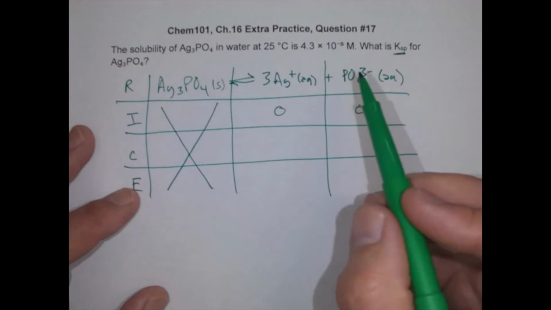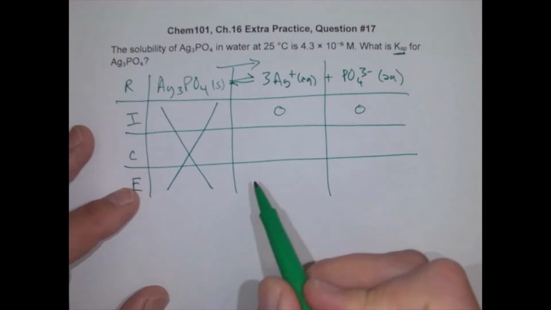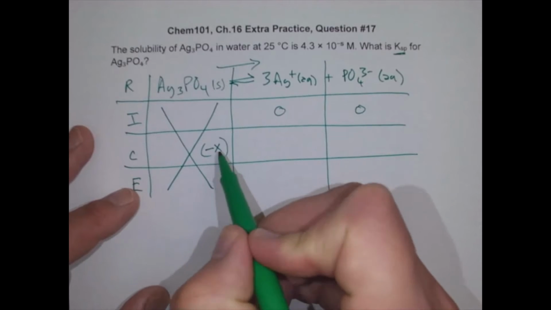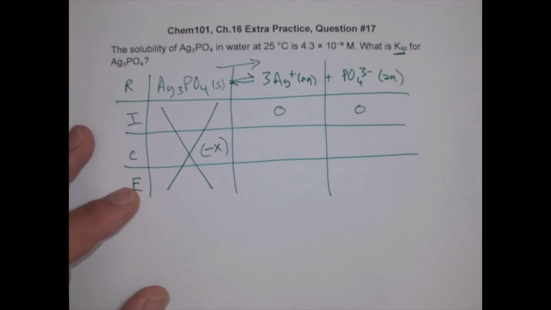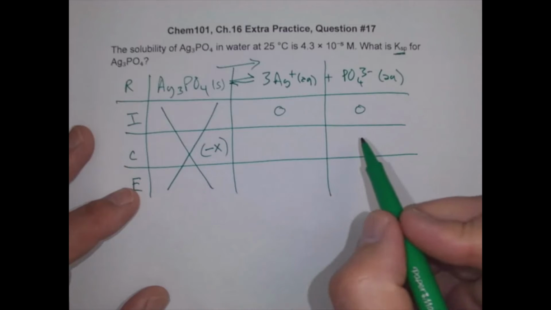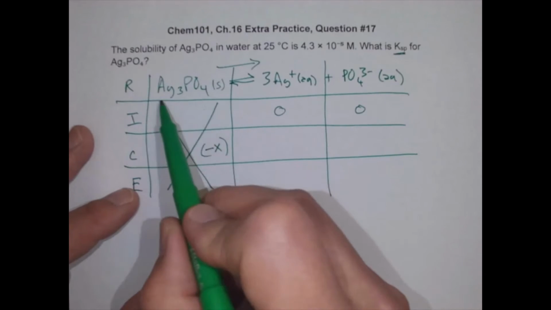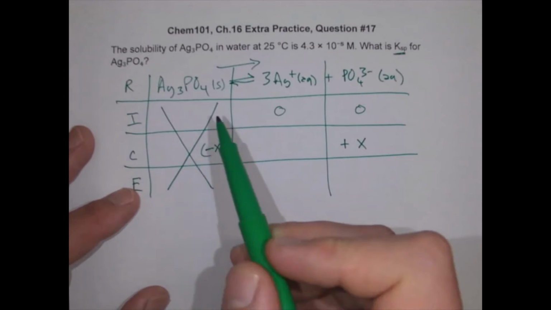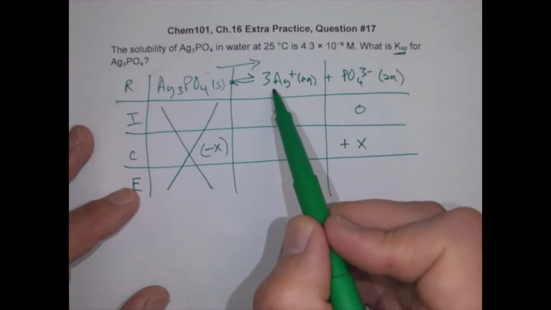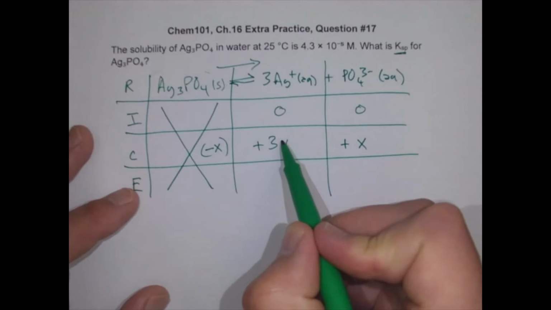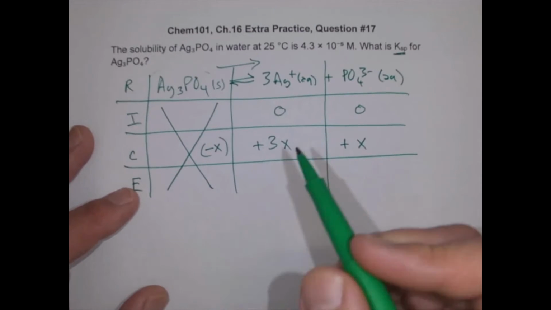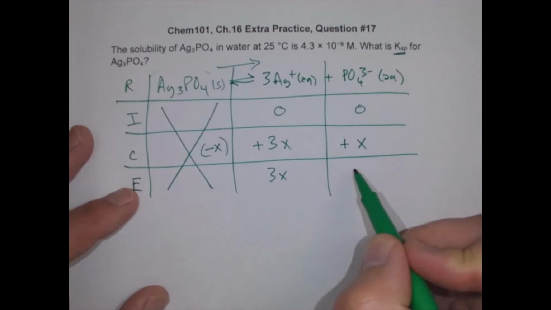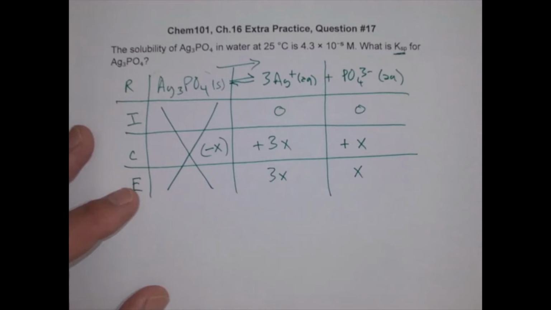Well, we know that some of it will dissolve. It's going to shift to the right, and so we're going to lose, let's say, X amount of the silver phosphate, so minus X there. And then, if you don't mind, I'm going to skip over here to the phosphate, because for every one of these that dissolves, I gain 1 of the phosphate, so I'll put a plus X there. But for every one of these that dissolves, I get 3 silver ions, so I'm going to put plus 3X there. Then, just like every other RICE table problem, I'm going to bring my columns down, so 3X there and X there, right?